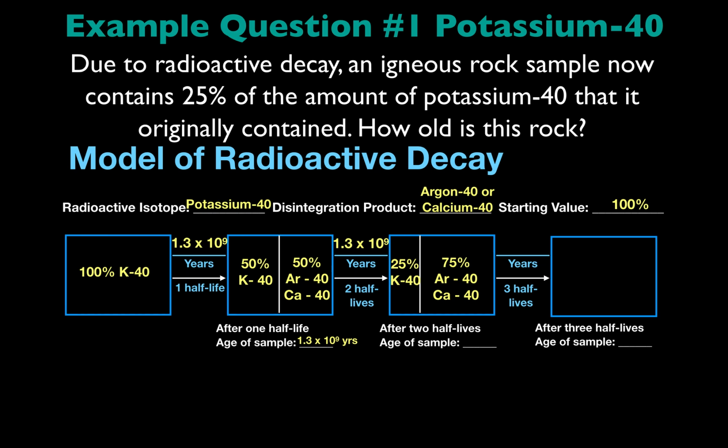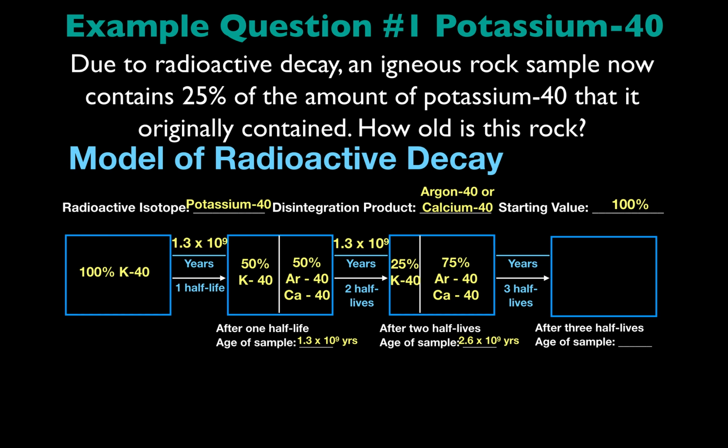To find out the age of the sample at this point, a sample that has 25% potassium-40, we have to add up all the time that's passed by. So we have 1.3 times 10 to the 9th plus 1.3 times 10 to the 9th. Remember, you're just adding those coefficients. 1.3 plus 1.3 is going to be 2.6, and then you end up with the same exponent, 2.6 times 10 to the 9th years.